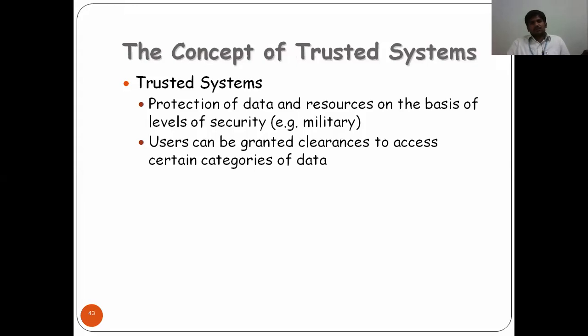The concept of trusted system. A trusted system is the protection of data and resources on the basis of levels of security. For example, military. How are we going to protect data and resources based upon levels of security? The users can be guaranteed clearance to access certain categories of the data. So how is the data going to be accessed, and at what level can we access it?